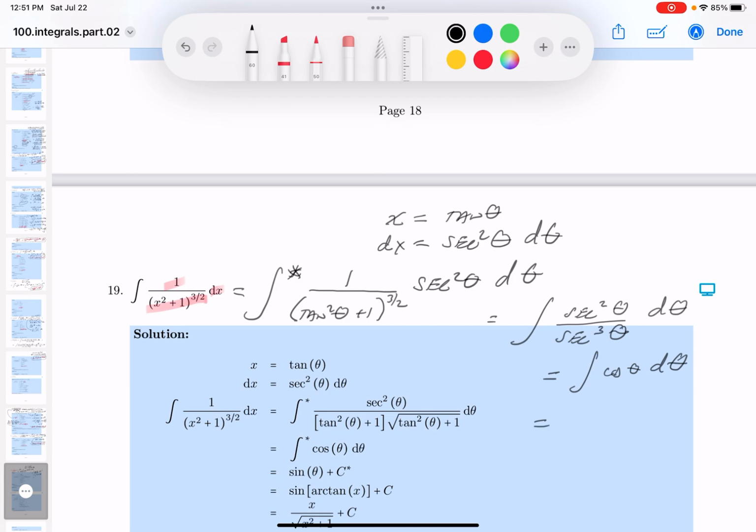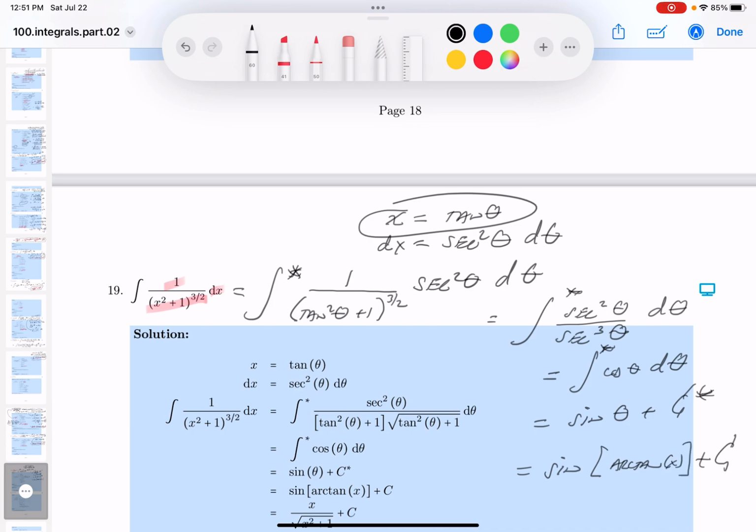Do I know that guy's antiderivative? I do. It's going to be sine of theta. You know what? I forgot to put my star over here. Plus some constant of integration. I got to get rid of that theta now and go back to the x's. And I'm looking at this over here and realize that theta is just going to be the arctangent of x, plus some constant of integration. I put a box and call it an answer.